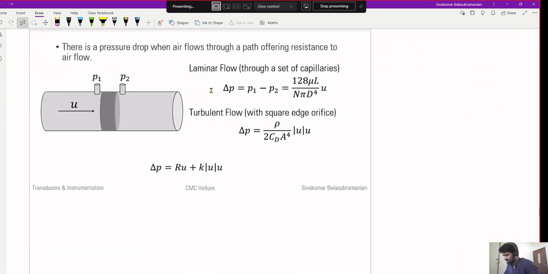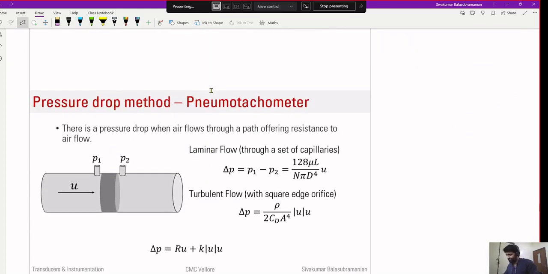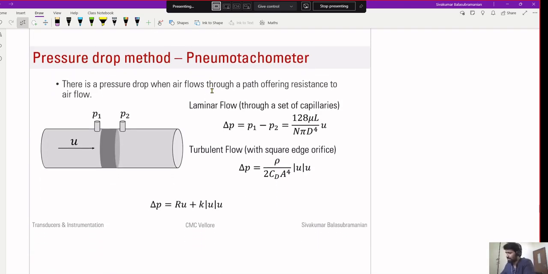Okay. Now let's look at a method that is used for looking at airflow. I mean, the idea is again simple here. If you have a tube through which some fluid is flowing, let's say you introduce some resistive element, and when I say resistive, this is resistance to airflow, not a resistance to current. It resists fluid flow or airflow in this case.